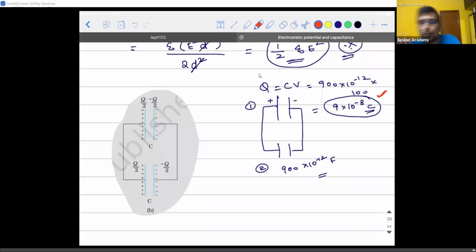Initially, there is a total charge of 9 into 10 power minus 8 coulomb. Why is it 0? Which is 0? Because it is uncharged. Mithun, the second capacitor is uncharged. That's what they told in the question. Read it carefully.